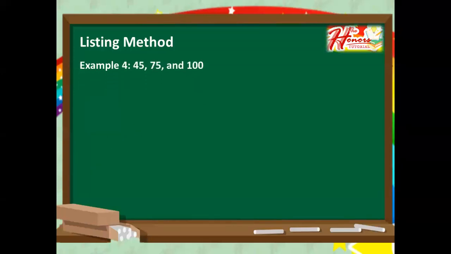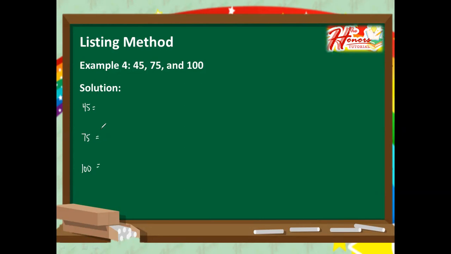How about this? We have here 45, 75, and 100. So let us have our solution. Let's write 45, 75, and 100 here below. So that's 45, 75, and 100. Don't forget to write equal sign.